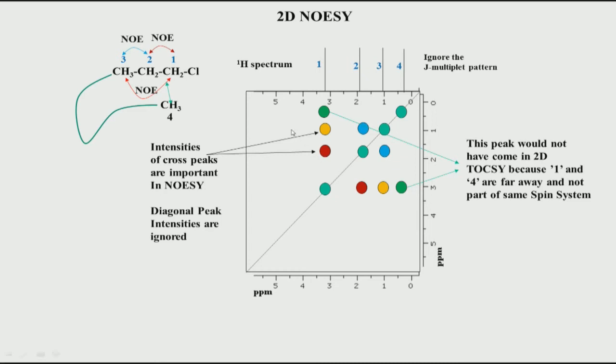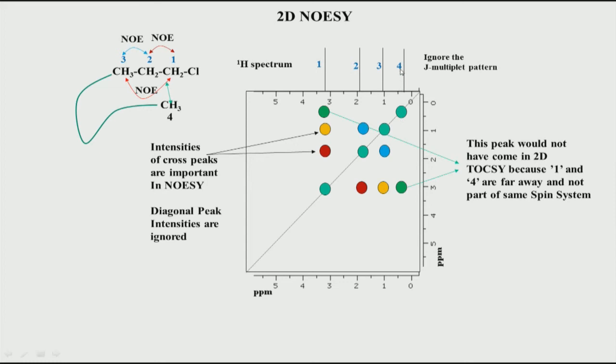Now, how do we get the distance information? That is what is shown here, and again we will see in the next slide that the intensity of cross peaks is very important in NOESY. The intensity means the volume, the area of the peaks. If I integrate this peak, whatever area I get has some relation with respect to distance. But remember, as I said, diagonal peak intensities are ignored because a diagonal peak has no information.